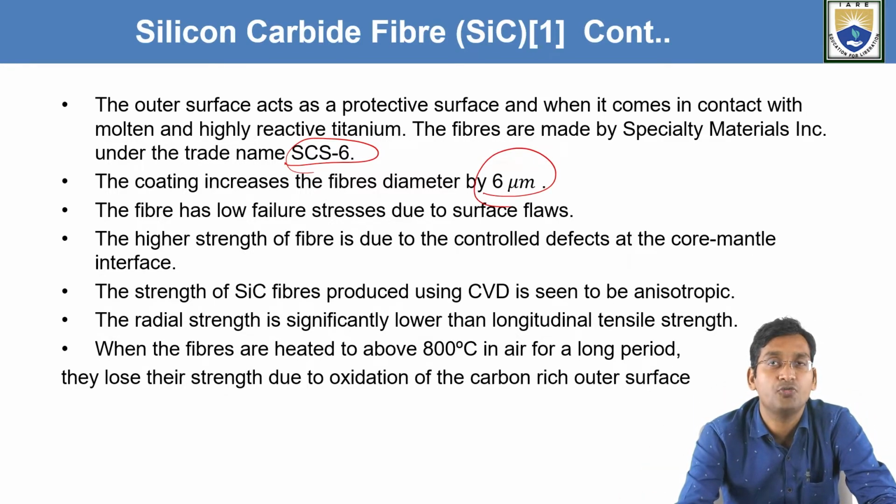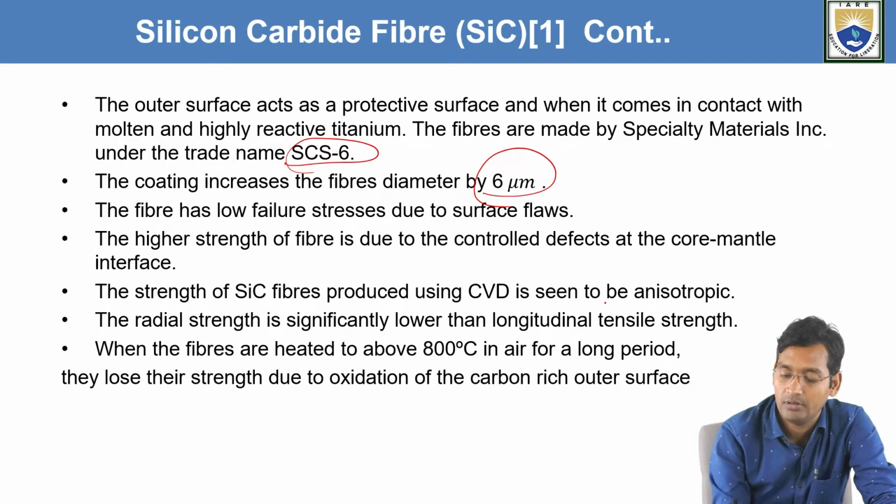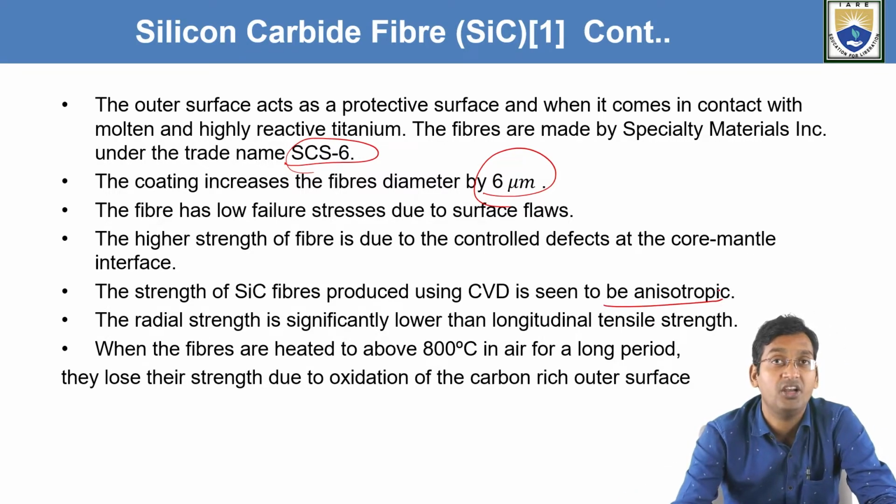The fiber has low failure stresses due to surface flaws. The higher strength of the fiber is due to the control of defects at the core metal interface. The strength of silicon carbide fiber produced using CVD is seen to be anisotropic. So that is anisotropic in nature. The radial strength is significantly lower than the longitudinal tensile strength.